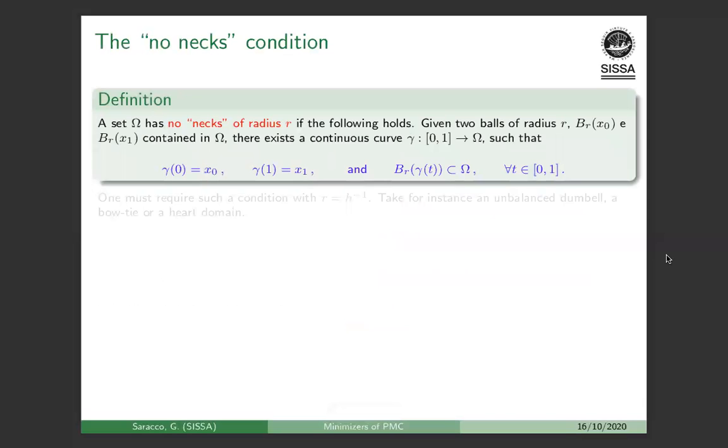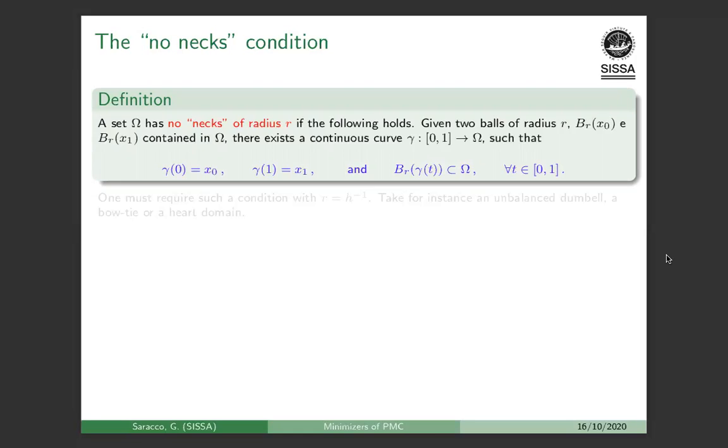We say that the set omega has no bottleneck of a given radius r if whenever you take two balls of that radius r contained in omega, you can drag in a continuous manner one onto the other without ever exiting the set. Now this means there exists a continuous curve gamma whose start point is the center of the first ball, whose end point is the center of the second ball, and whenever you center a ball of radius r on this curve, then that ball is contained in omega.